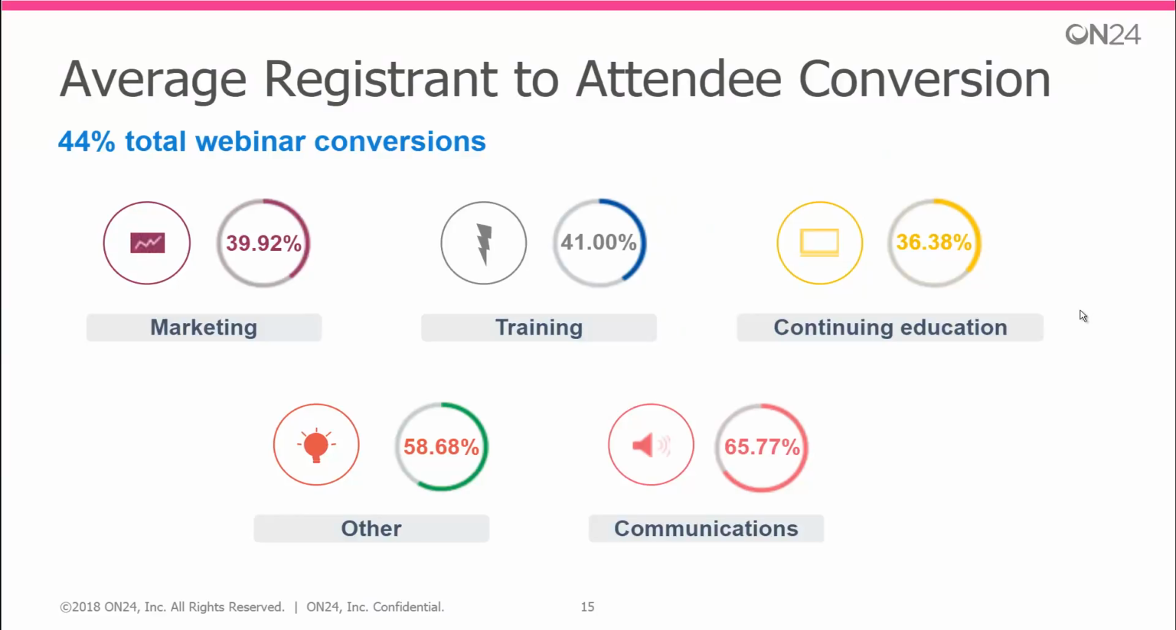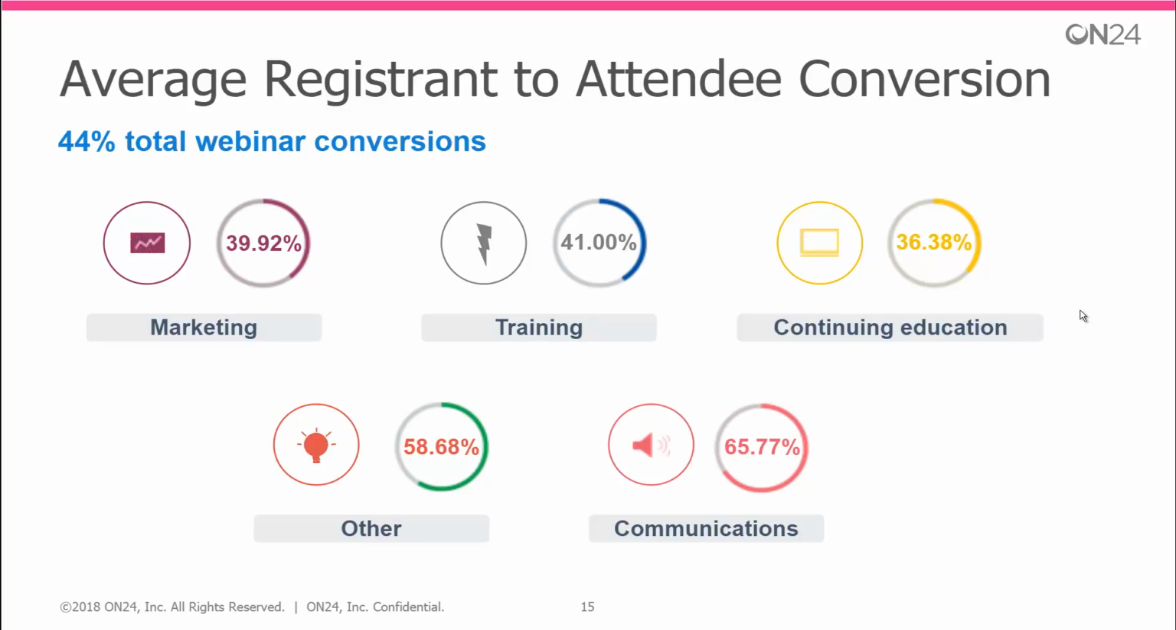Okay, so this is one of the big ones, one of the numbers I always get asked about, and that is the average registrant to attendee conversion. What does that mean? That means of everybody that registered, how many of them actually attended the event? Now, the problem is every year we come up with a high-level number. This year the percentage was 44%. So 44% of everybody that registered attended your event.